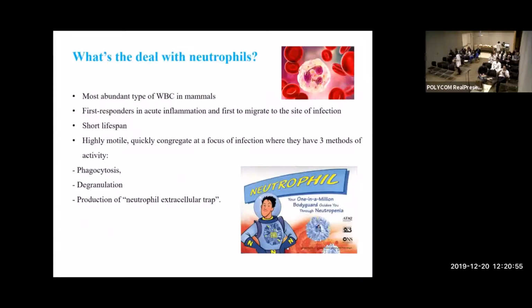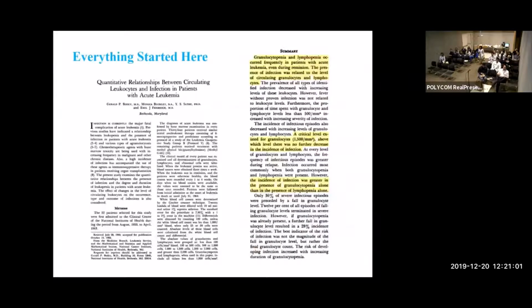And if you're going to talk about neutropenic fever, we should all know that everything started with this paper, published in the 1960s by Bodey. This is the first paper in the medical literature that correlates the degree of granulocytopenia and the risk for infections in oncologic patients.